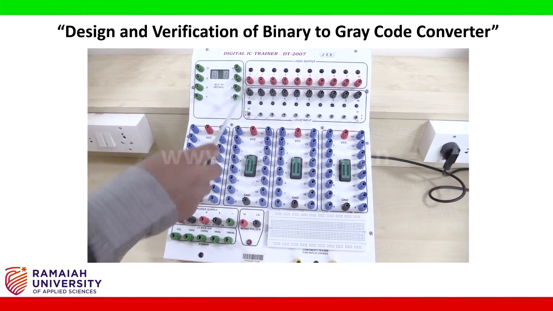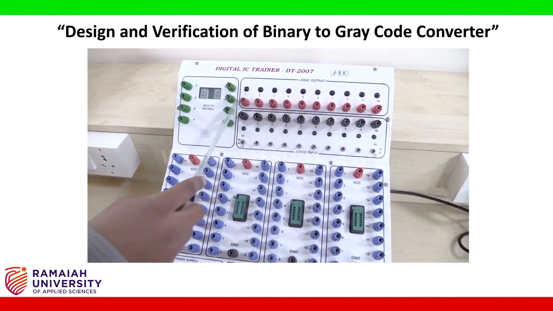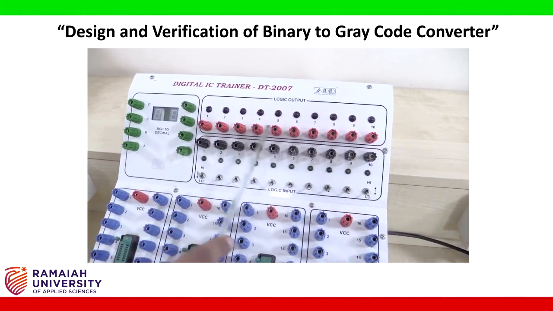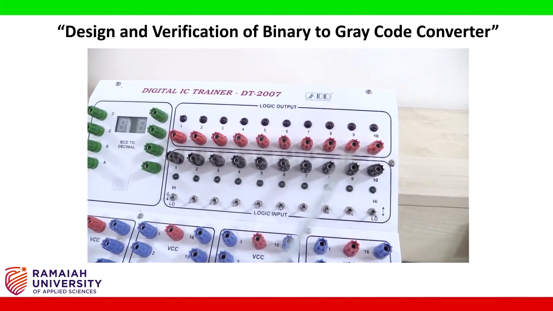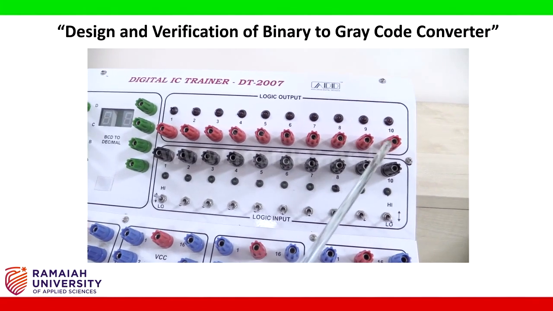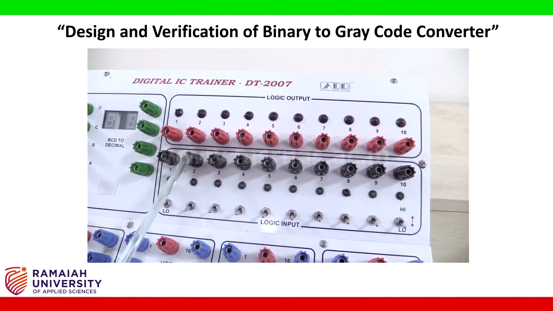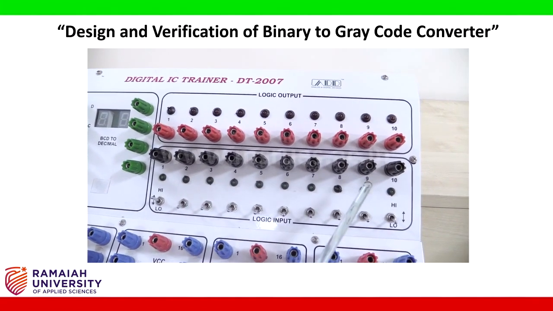So here you can see on the top of the digital IC trainer kit, you can see the knobs here. 10 are in the red color, 10 are in the black color. So these are the output knobs. Here at the bottom you can see the 10 black color knobs.